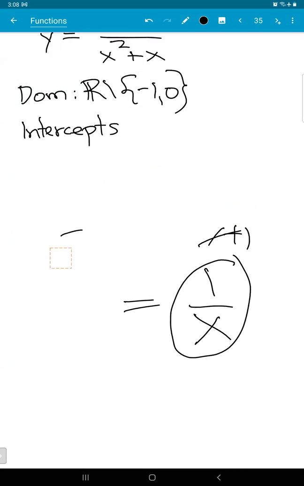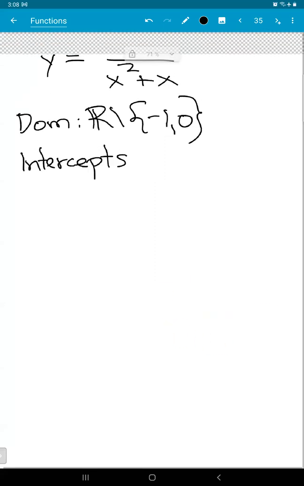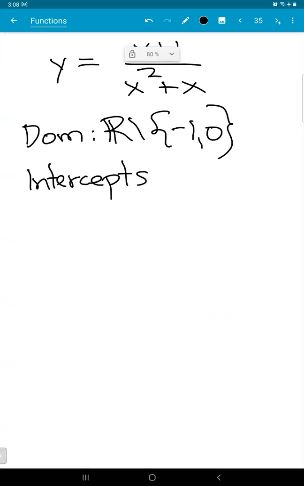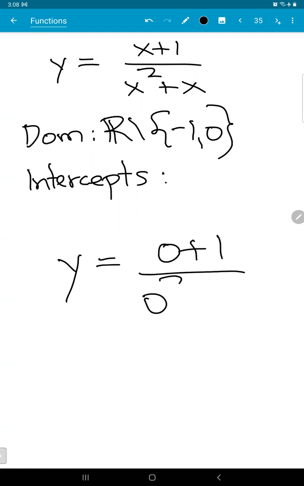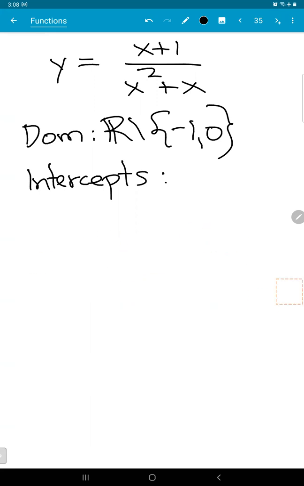And then for the y-intercept, you set x to 0. And you get 1 over 0. So there's no y-intercept either. So none.